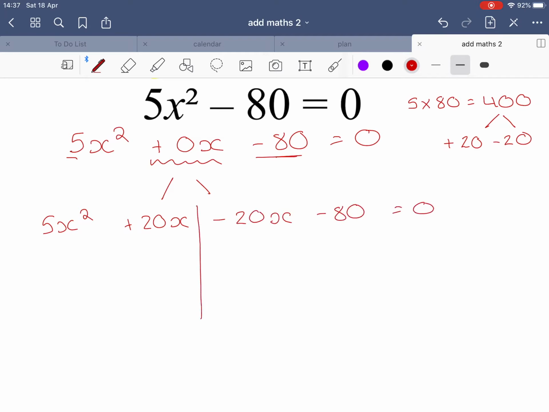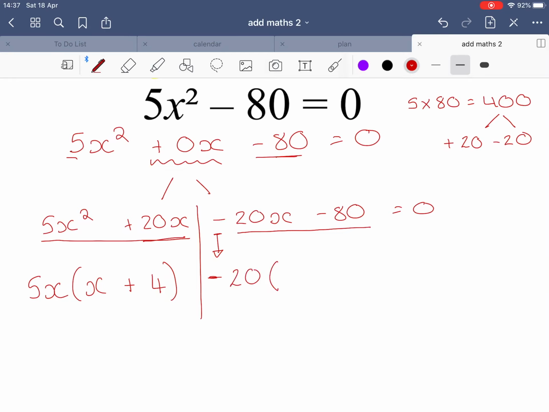So minus 80, this still equals 0, cut it down our middle, factorise our first half. What goes into 5x squared and 20x? A 5 and an x. 5x times what is 5x squared, just an x, and then 5x times what is 20x, I just need a 4. Factorise our other half, first step is to bring this minus straight down. What goes into 20x and 80? 20. 20 times what is 20x? X. 20 times what is minus 80? I've already got one minus. I still need it to remain a minus, so it needs to be a positive. So 20 times what is 80? That gives me 4. So my one bracket is x plus 4.